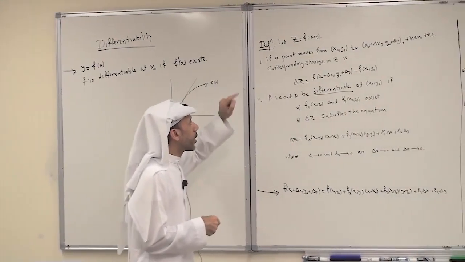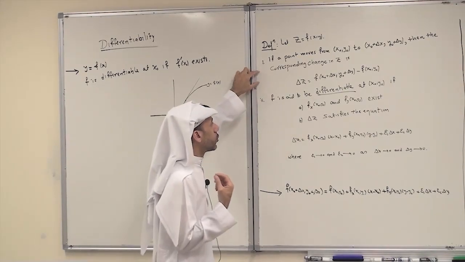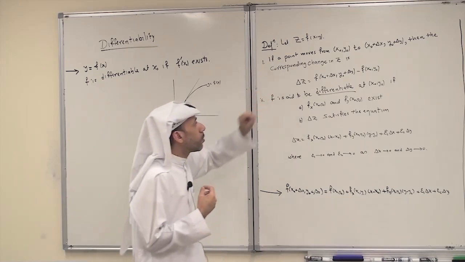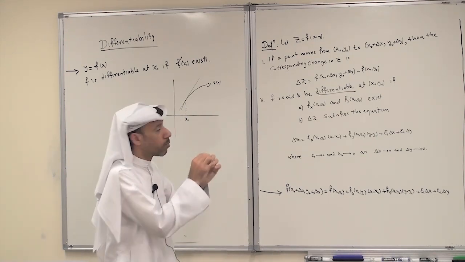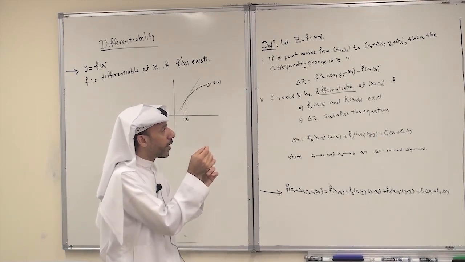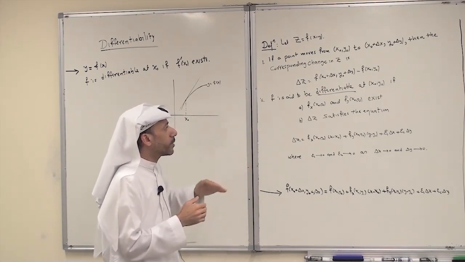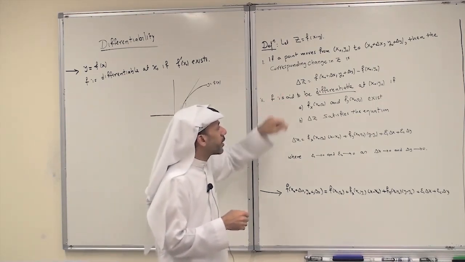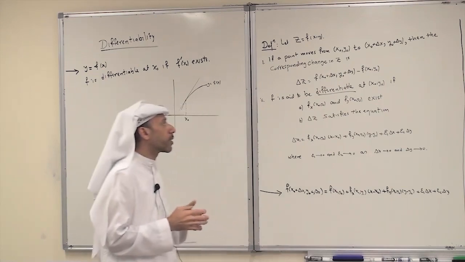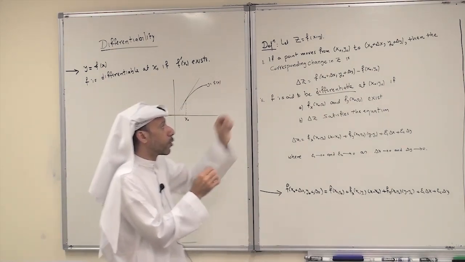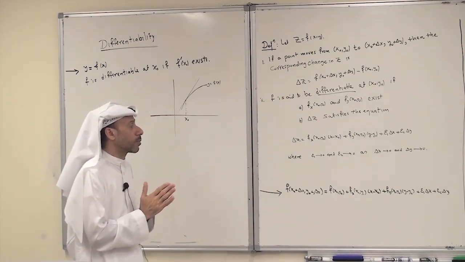So let's take a function of two variables, z equals f of x, y. First, we have the first definition. If a point moves from (x0, y0) to (x0 plus delta x, y0 plus delta y), so from one point to another with change in x equal to delta x and change in y equal to delta y, then the corresponding change in z along the way is given by delta z, f at the terminal point minus f at the initial point. So this is the change in z when we move from the point (x0, y0) to (x0 plus delta x, y0 plus delta y).